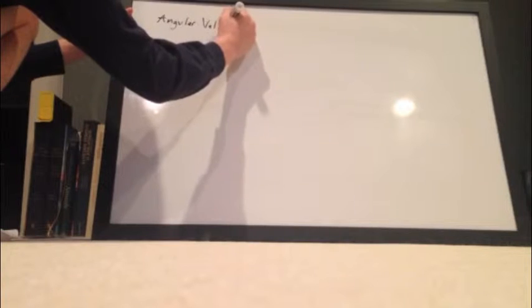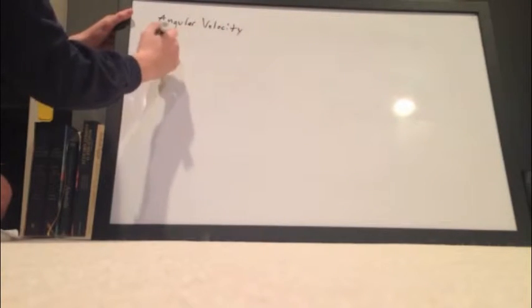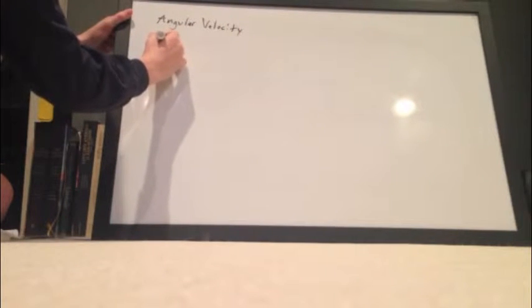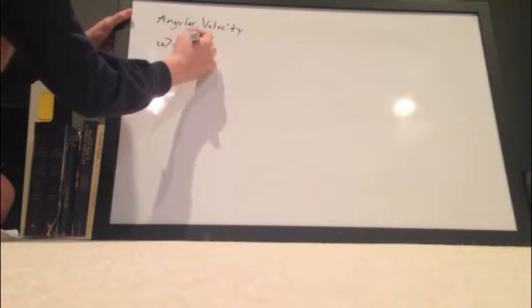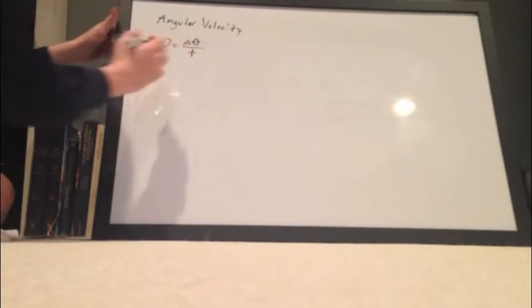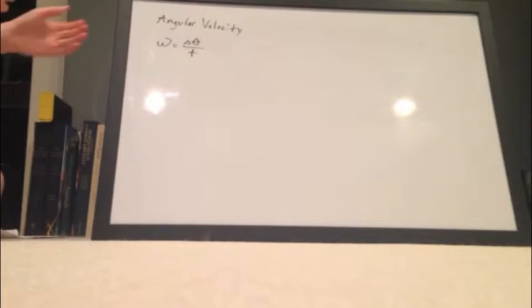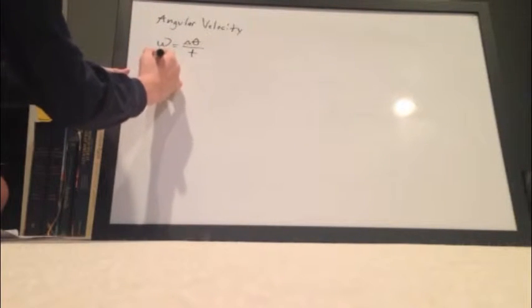In rotational mechanics, there are two major points about velocity. First is angular velocity, and the second is tangential velocity. Angular velocity measures the angle over time, while tangential velocity measures the distance over time. Angular velocity is represented by lowercase omega, and the equation lowercase omega equals change in theta over time, where theta is in radians.